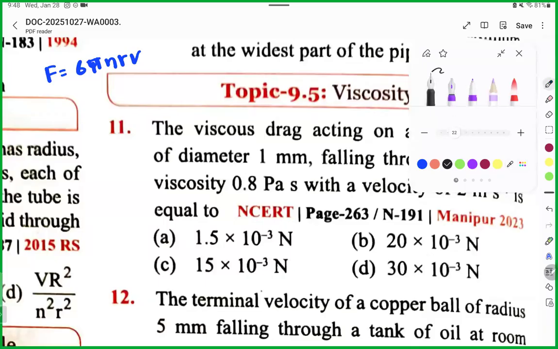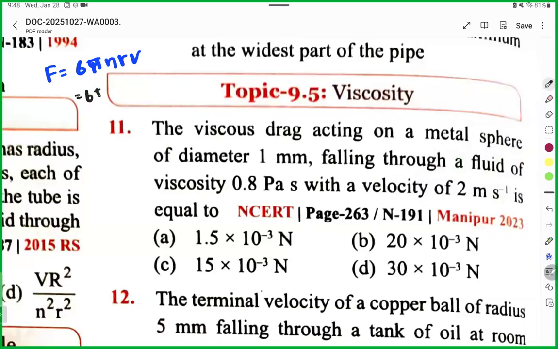I told you that whenever there is a difficult topic, you will always expect the easiest question. Eta value 0.8, 8 by 10. R value is half of this, so 1 by 2 mm. mm means 10 raised to power minus 3. What is the velocity value? 2.